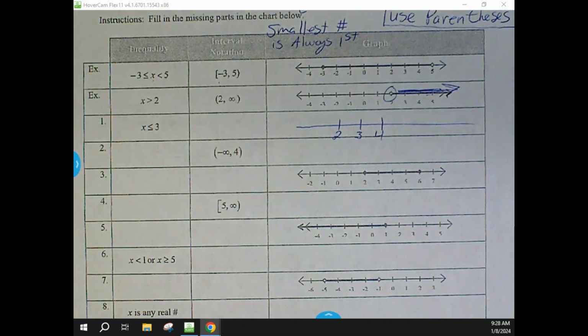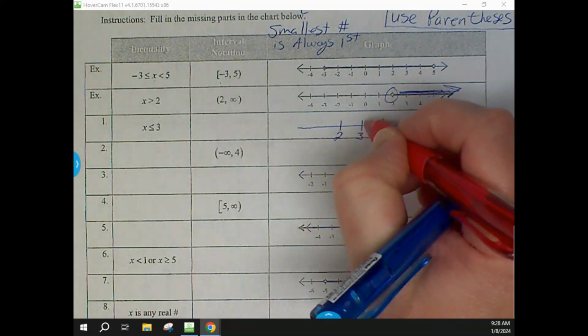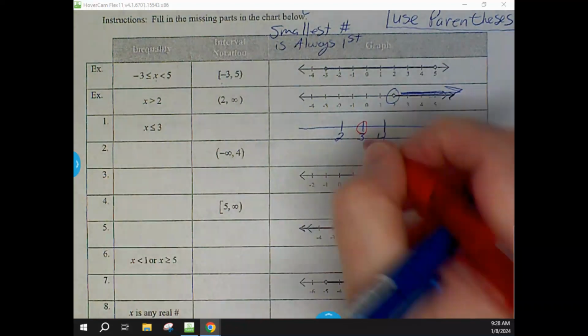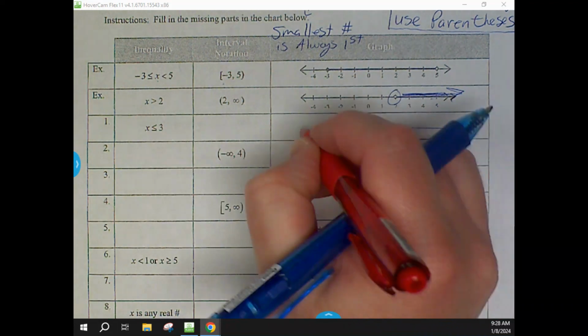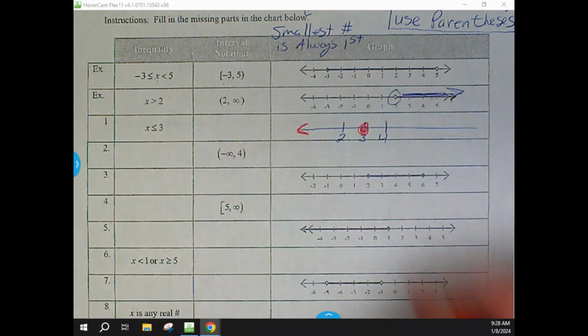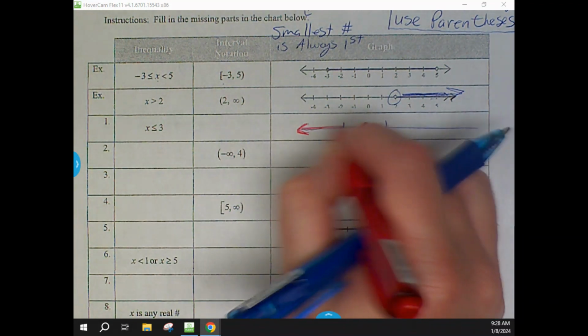All right, so we're going to practice our graphing. So at 3, we got a circle. It's got the bar underneath it, so we'll make it solid. Arrow is pointed to the left. So that means we got to go this way, which means we're going to shade in everything here.